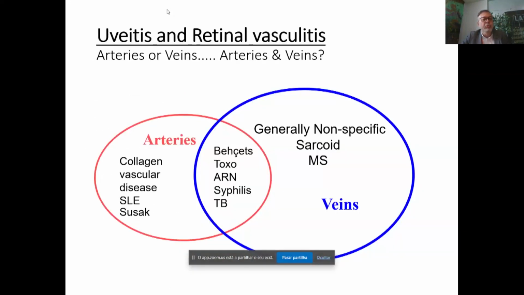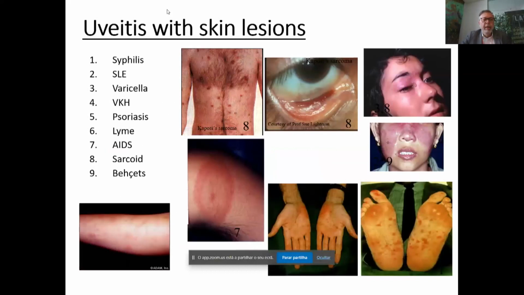Then we give you some clues. Which vessels are involved? Is this predominantly arteries, predominantly veins, keeping in mind that some conditions will involve either of those. Skin lesions: we know very well that in many diseases the skin lesions will give us a clue of what is the diagnosis of the eye condition, as you can see in these images here.